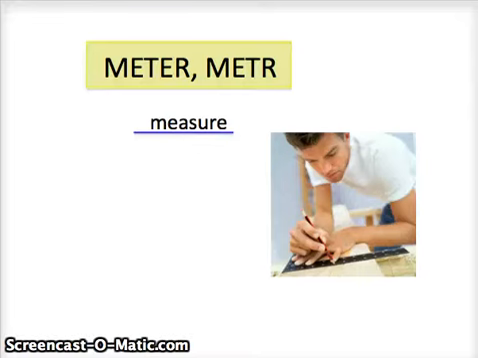We're going to start on page 86 of your Roots book. You need your highlighter and your pen or pencil to underline and make notes. Meter, measure. Go ahead and highlight that root, underline the meaning.